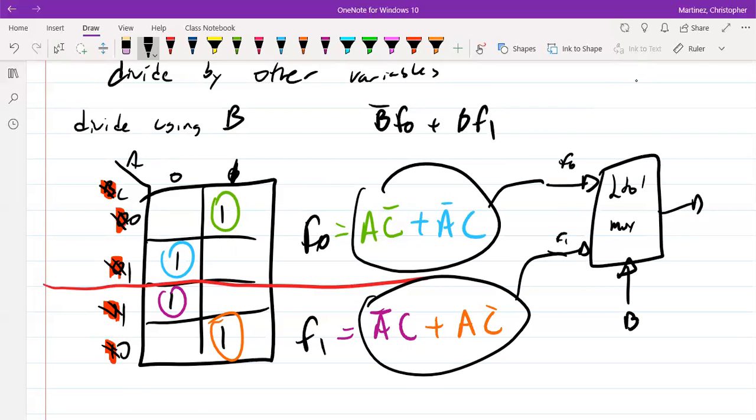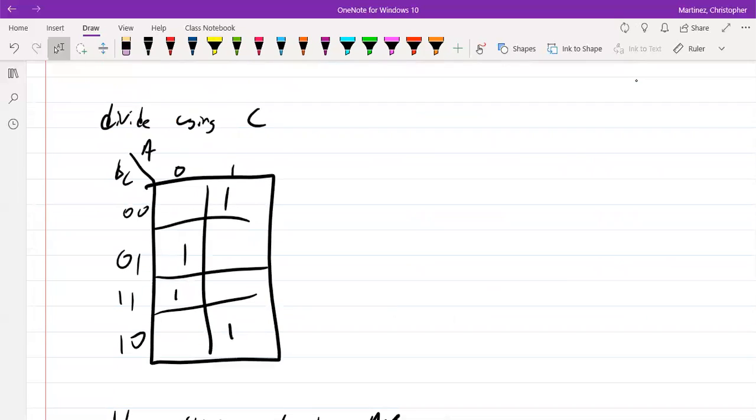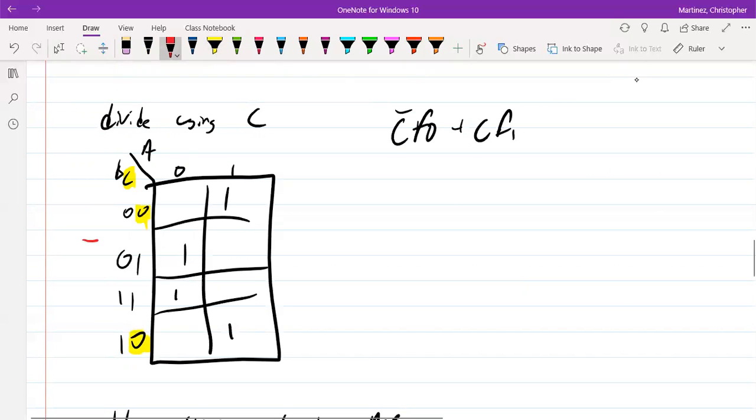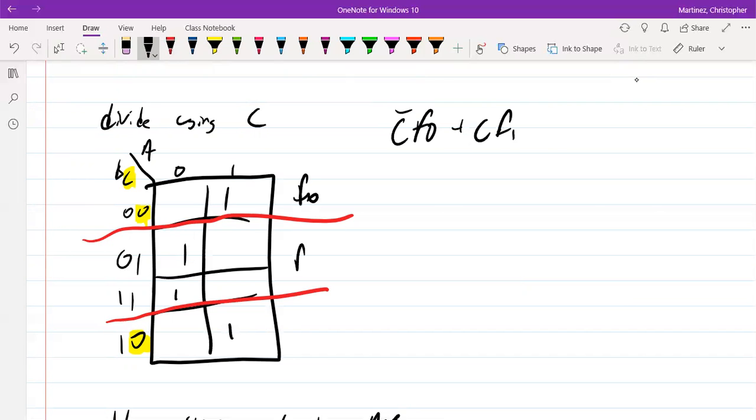And we could pick any letter. So let's do C now. C would be C bar F0 and a C F1. So now we're going to have to divide it up a little bit differently. I'm identifying C. So I find out where the C's are zeros. I need to divide those two pieces out. So that's going to split our Kmap into two sections. The top section is still my F0. The bottom one is still my F1. And then I'm erasing the C.